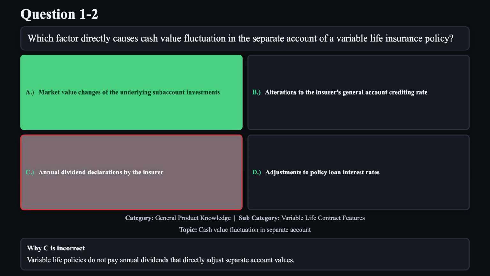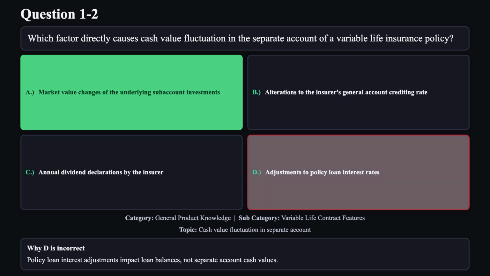Reason C is not correct. Variable life policies do not pay annual dividends that directly adjust separate account values. Reason D is not correct. Policy loan interest adjustments impact loan balances, not separate account cash values.